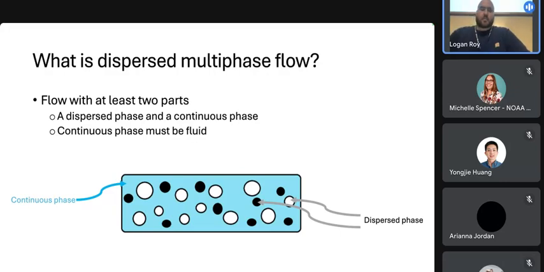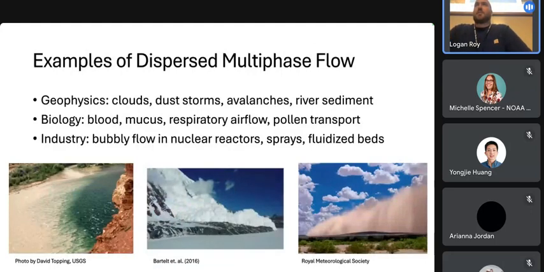You can see this really basic picture here. Really no bells and whistles with this sort of description. And because of that, it shows up in a lot of different places. So here are several different examples. Some more familiar maybe in the geophysics with clouds, dust storms, avalanches, and river sediment transport. Got some really nice photos here.